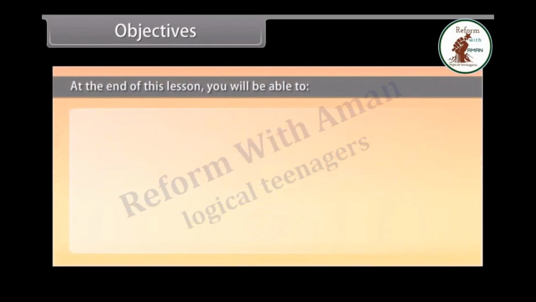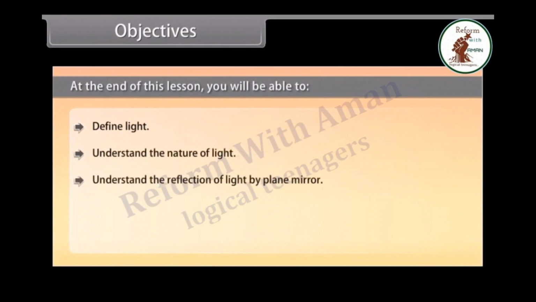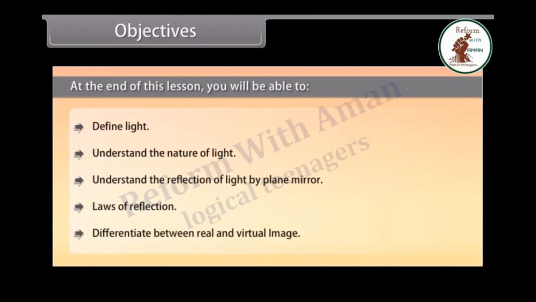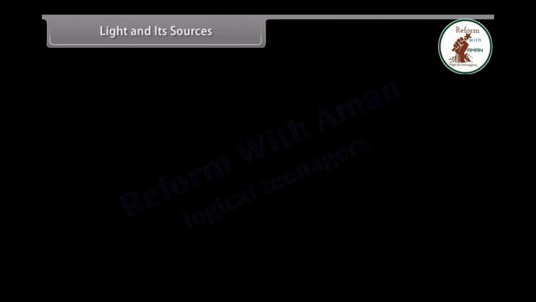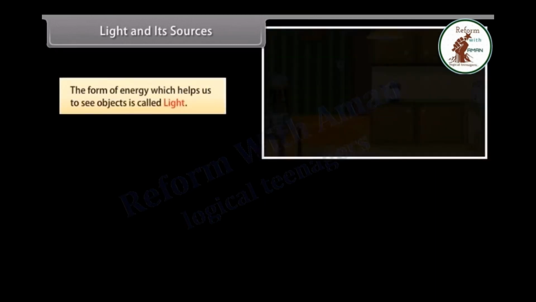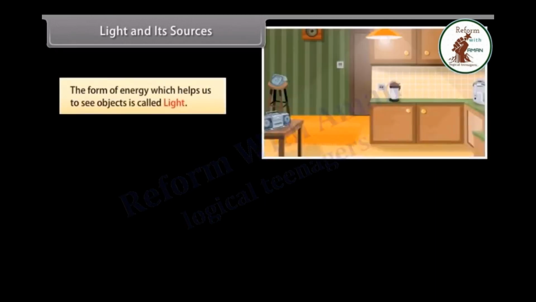At the end of this lesson, you'll be able to define light, understand the nature of light, understand the reflection of light by a plane mirror, laws of reflection, differentiate between real and virtual image, light and its sources. The form of energy which helps us to see objects is called light.